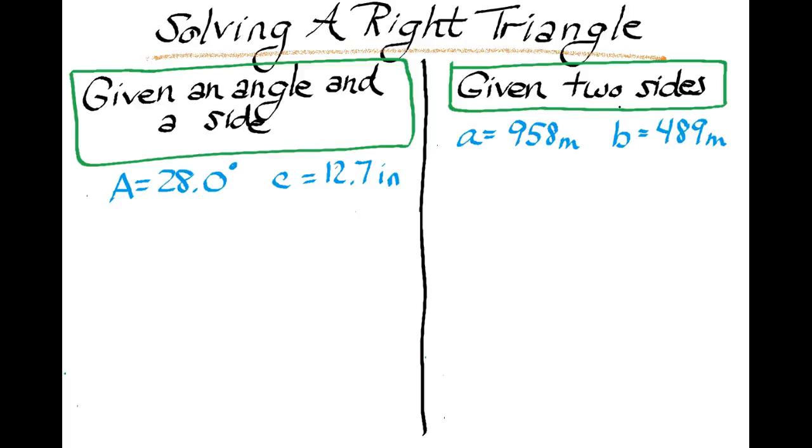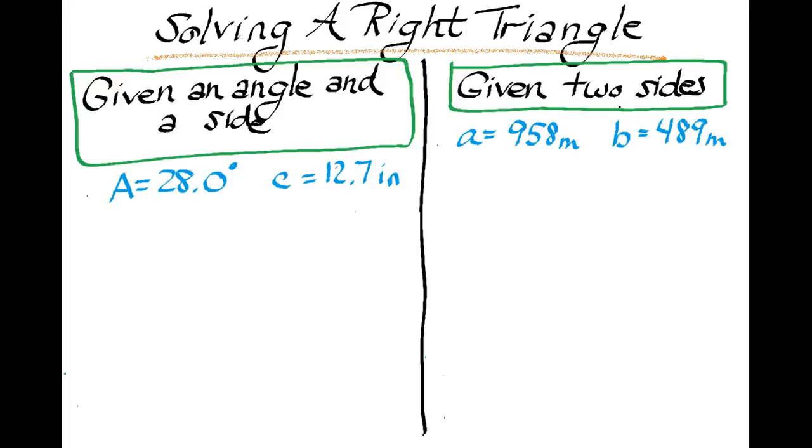Today we're going to look at solving right triangles. And what does it mean to solve a right triangle? It means that you're given certain information about the right triangle and you have to find all the other pieces of the right triangle. And remember, a right triangle has 3 angles and 3 sides.